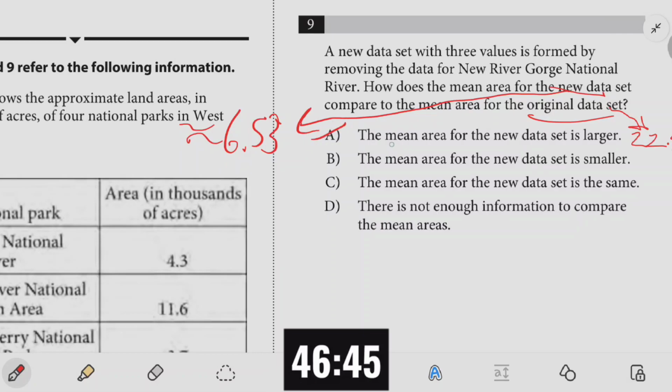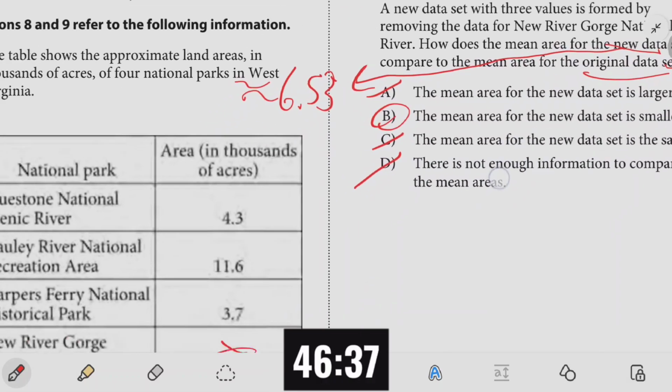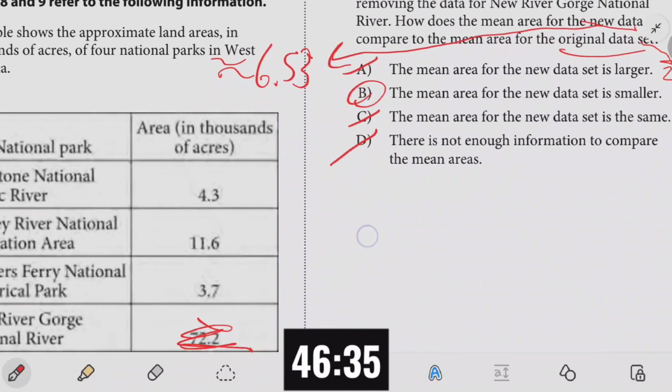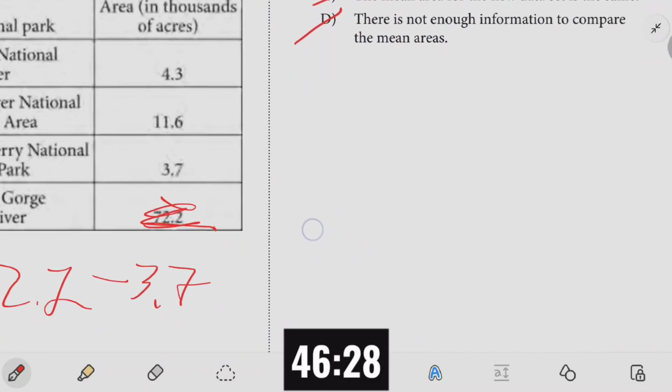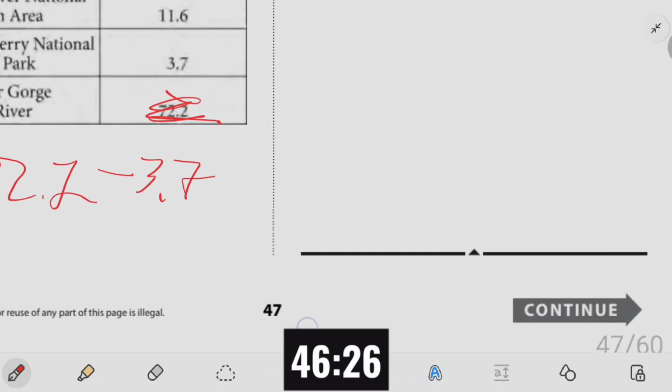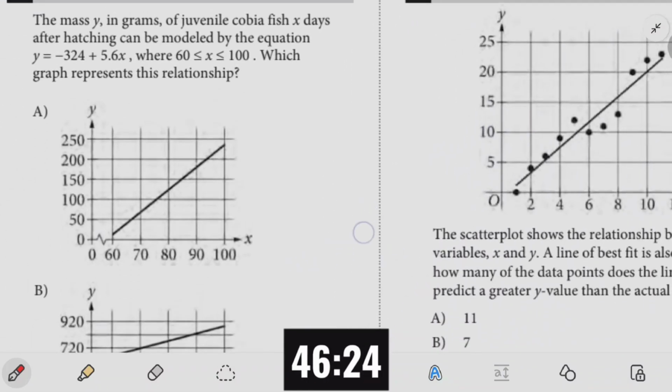The mean area of the new data set is larger. Oh no, the mean area of the new data set is smaller. Yes. Yeah, because that's such a big number, it will drastically change the mean, because the mean chases the tail. The mean chases the tail. People might get the reference.